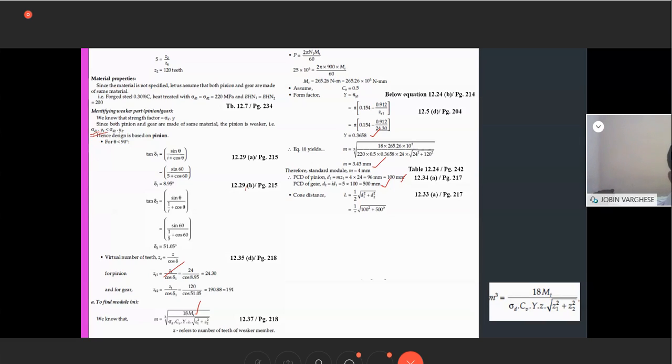Okay, sir. Abhijit has asked, how is MT calculated? MT. Yeah, I think there is a problem with showing here. That is P equal to 2 pi NT by 60. Usually just write some words.